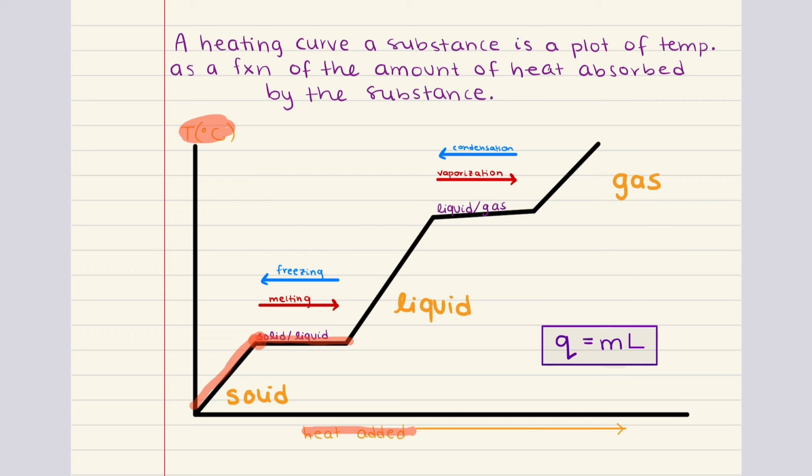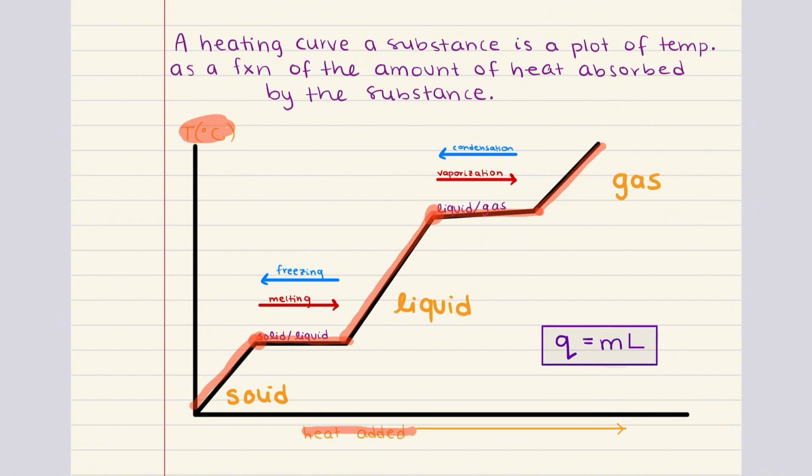Now, once the solid is completely melted, the temperature of the liquid begins to rise again as more heat is added. When the liquid reaches its boiling point, the temperature again remains constant while the liquid absorbs heat and uses that to convert it into a gas. This is represented by the heat of vaporization. After the liquid has completely vaporized, any additional heat will increase the temperature of the gas.